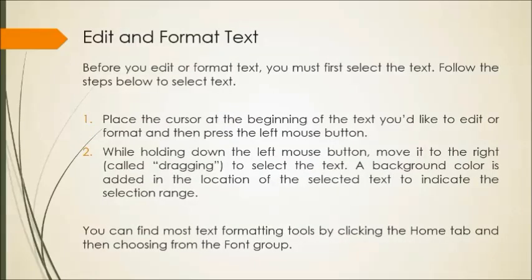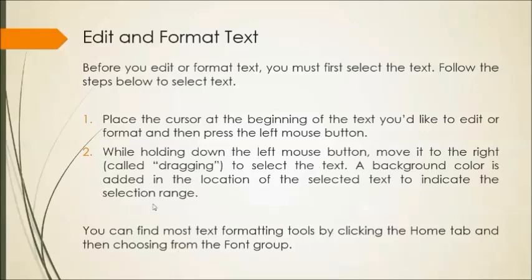Now, how are we going to edit and format text? Before you edit or format text, you must first select the text. Follow the steps below to select the text. Number one, place the cursor at the beginning of the text you'd like to edit or format, and then press the left mouse button. Number two, while holding down the left mouse button, move it to the right, called dragging, to select the text. A background color is added in the location of the selected text to indicate the selection range.